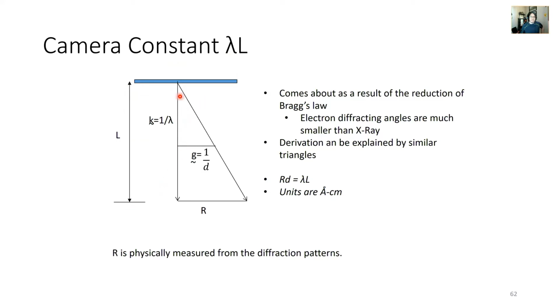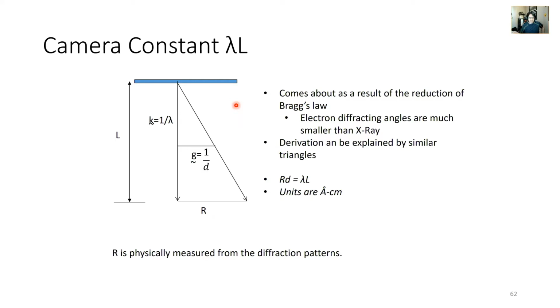The camera length is the distance between your specimen and the recording plane. And R is physically measured from the diffraction patterns, and g you can get from similar triangles, and you can also calculate the magnitude of your k vector off of similar triangles. And we can work that out right now. Let me just read the bullets and then we'll physically work this out. So this comes about as a reduction of Bragg's law, and I'll show that later.